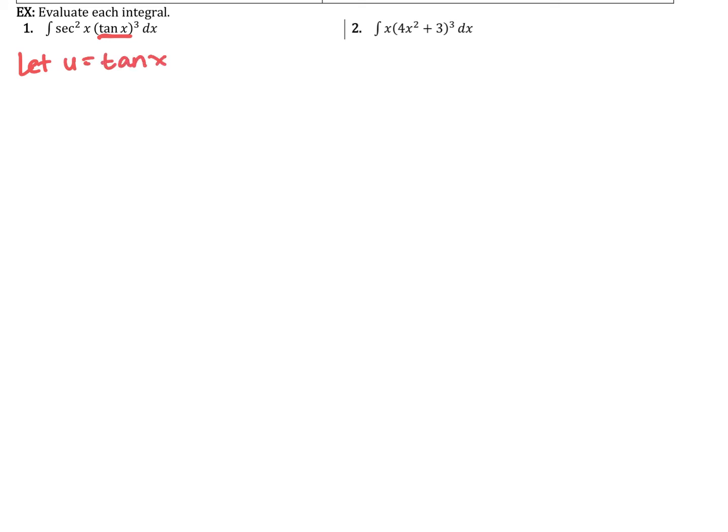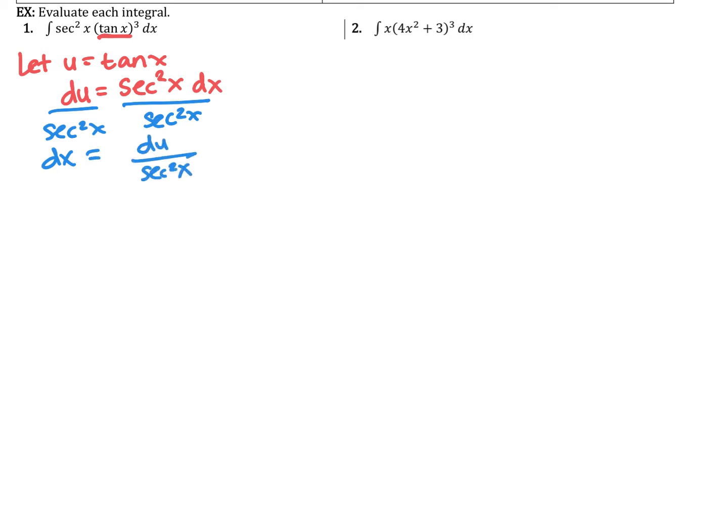And then I'm going to take the derivative of u. So the derivative of u is du. The derivative of tangent of x is secant squared of x, dx. And then I'm going to solve so that I have dx by itself, which would mean I need to divide both sides here by secant squared of x. So dx is equal to du divided by secant squared of x. Now I'm going to go back to my integral, and I'm going to substitute in whatever I can substitute in.